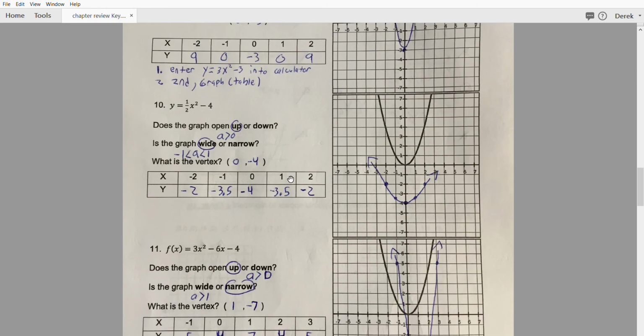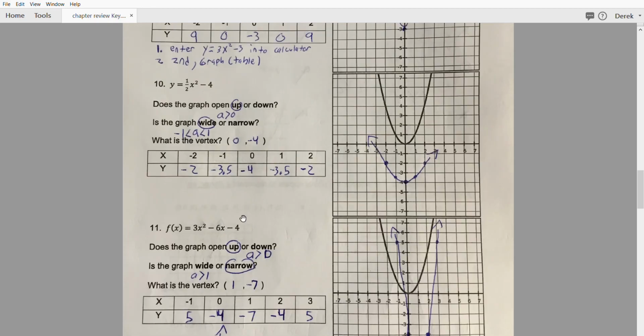Just make sure you don't skip number 11, because that one has an important point.